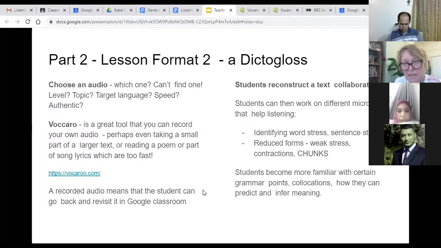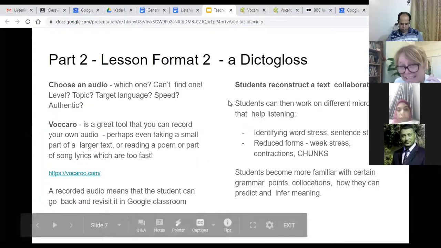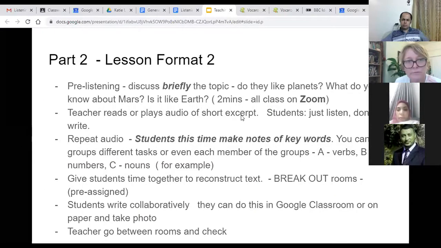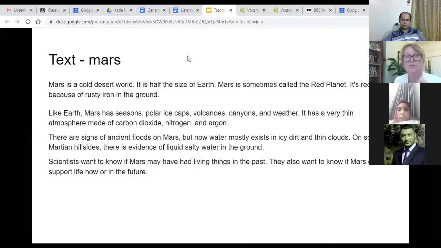Once they have done the text, your students can come back into the classroom and work on some different micro skills that help listening. The idea is that if students understand more of the features of how we speak in authentic speech, then that will help them with their listening. One of the things they can do is identify word stress. Most of the word stress is going to fall on the keywords. And they could annotate. So here, what we could do now is just annotate the main keywords.